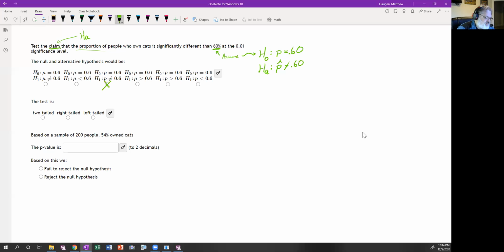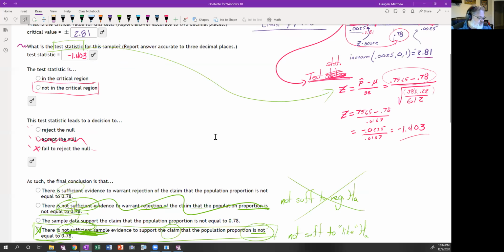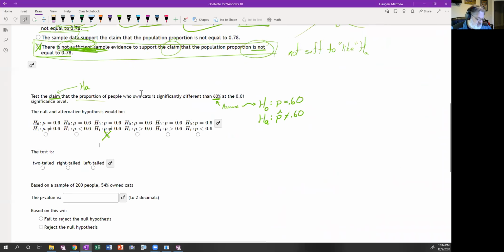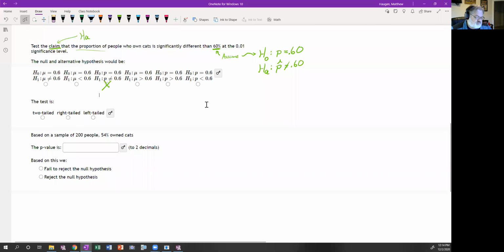But either way, it's that one. They use the H1 language there and the HA language up there. Oh, okay, they're using both. That's good. And as we've been talking about, this is a two-tail test because it doesn't matter if it's above or below.